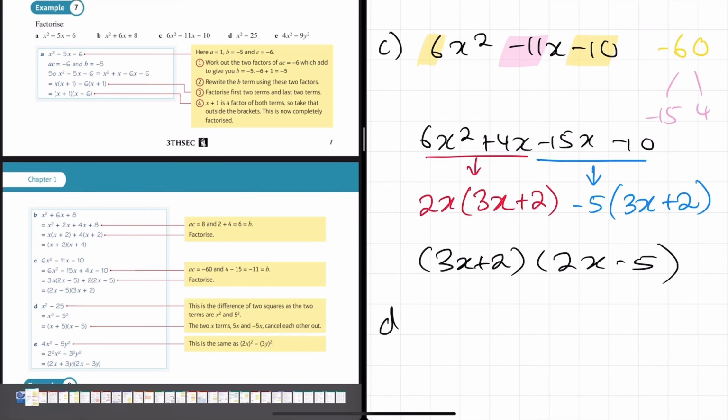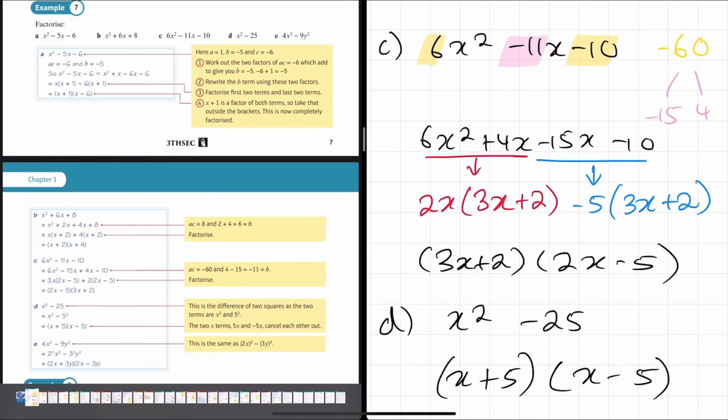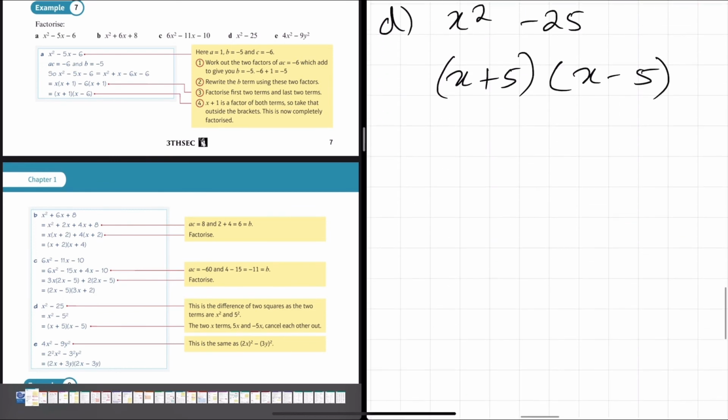D. X squared minus 25. Here I can see that x squared is a squared number and 25 is also a squared number. The square root of x squared is x and the square root of 25 is 5. So we'll apply a difference of two squares where we do x plus 5 and x minus 5, and that is the expression factorized.